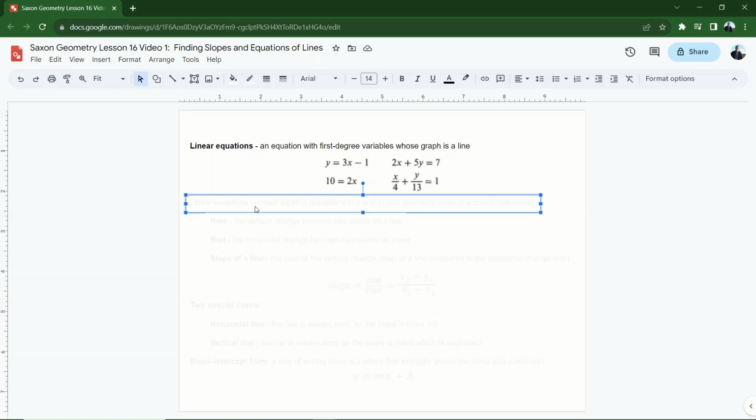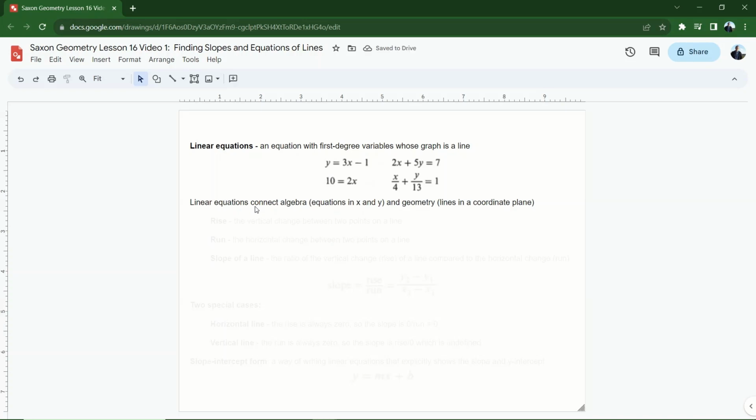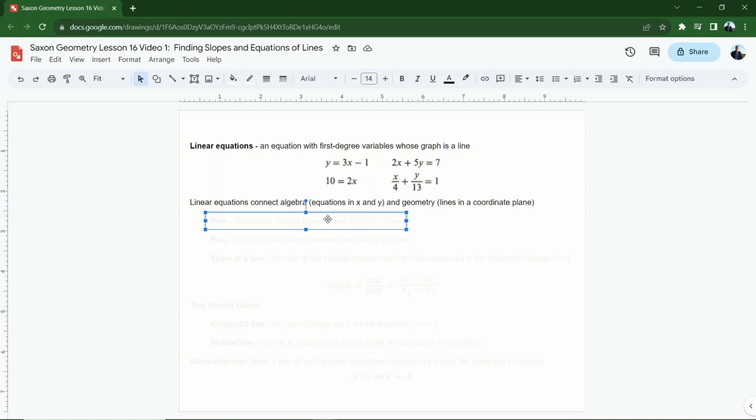All right. We mentioned this before, but I'm just going to mention it again. Linear equations connect algebra, where we're talking about them as equations in x and y. Technically, they could be equations in x, y, and z if we wanted. And geometry, which is lines in a coordinate plane. Well, wait a second. Lines in a coordinate plane sounds very much like what we learned in algebra about linear equations. So this is the connection point. Lines exist both in algebra and geometry, and they actually mean essentially the same thing in both places. So it's kind of this cool logical bridge between the two subjects.